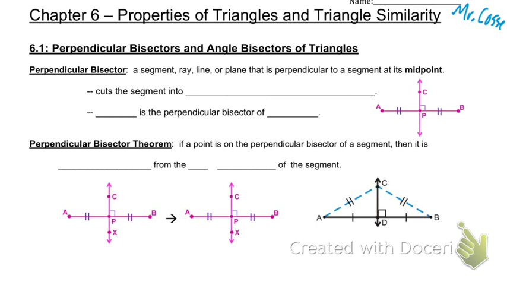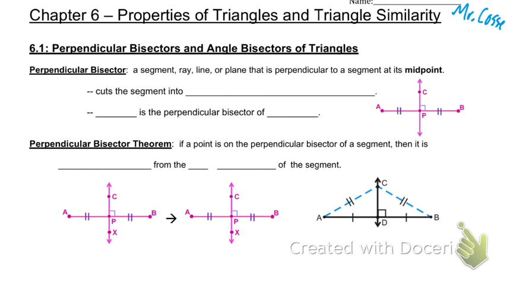Okay. All right, guys. So, in this chapter, we're going to be talking about different properties of triangles and triangle similarity. We're talking about congruent triangles, and we're going to talk about similar triangles. That's going to come later in the chapter. For now, we're going to talk about different properties in different parts. So we're going to talk about perpendicular bisectors and angle bisectors of triangles to start. We talked about perpendicular bisectors and angle bisectors in general, so now we're just going to apply them to triangles.